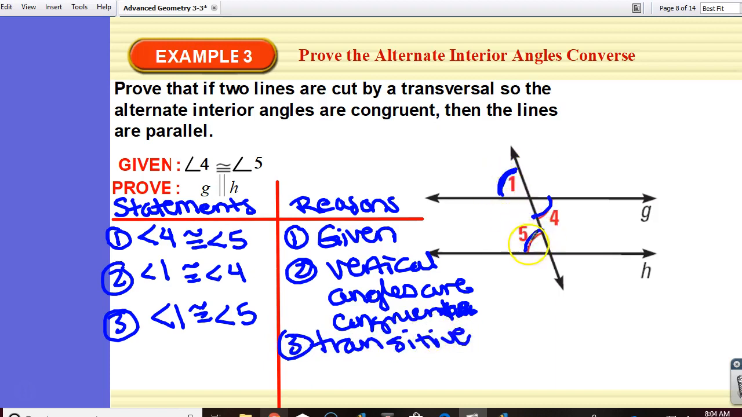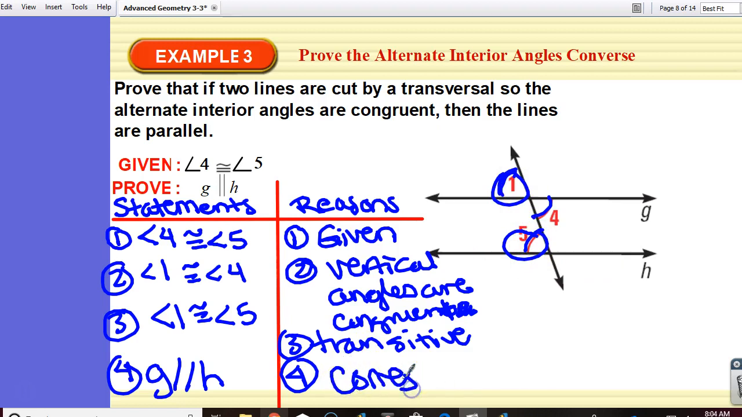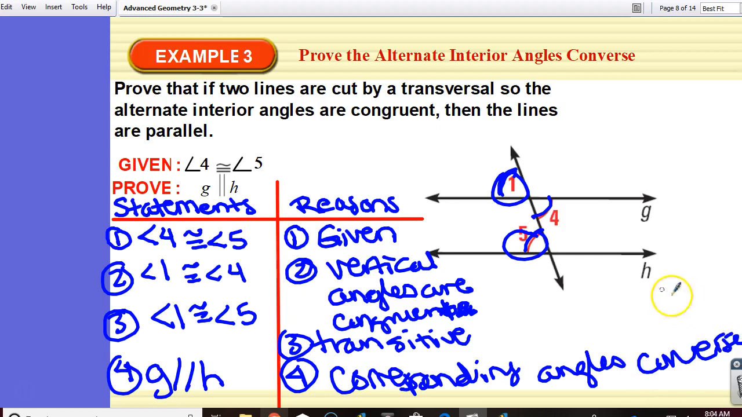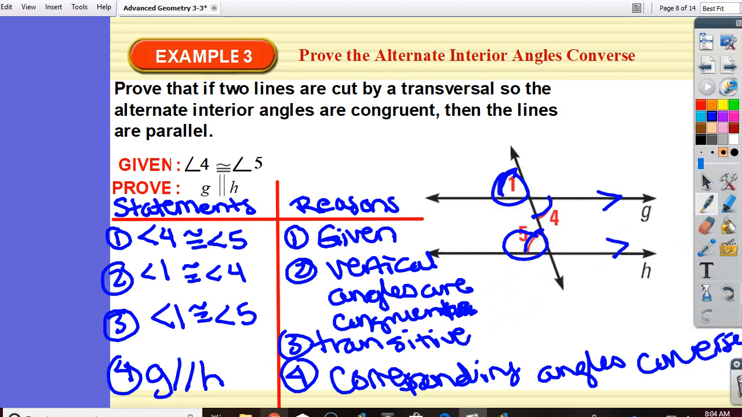Well, now that 1 and 5 are congruent, then G is parallel to H by what? What are 1 and 5? Corresponding angles converse. Right? It's the converse. If corresponding angles are congruent, then the lines are parallel. Corresponding angles converse. Make sense?